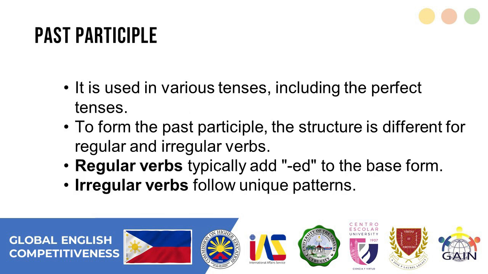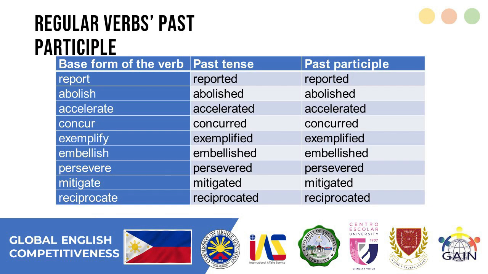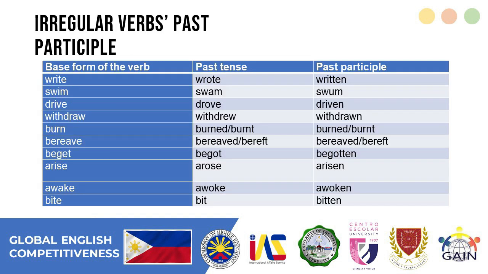Moving on to past participles. These are like the Swiss Army knife of verbs, used in various tenses. Let's see how to form them. Regular verbs usually add ed to the base form, while irregular verbs have unique patterns. Now, examine how these verbs transform. Here is the regular verb's past participle. Meanwhile, here is the irregular verb's past participle.